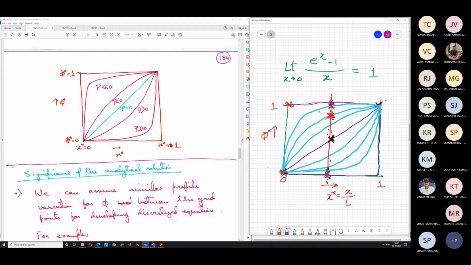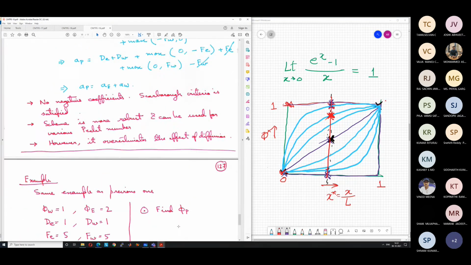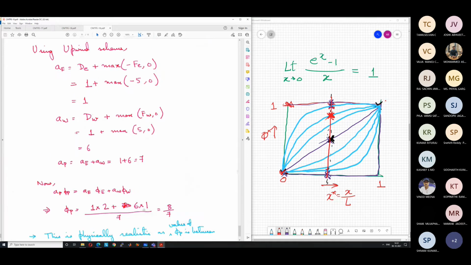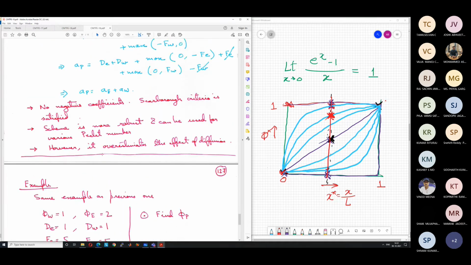However, there is a problem. The diffusion we had still assumed to be a linear interpolation, but remember that these values include the diffusion effect also. So these are not only for the flow. The solution that we have obtained includes both the effect of diffusion and flow. So that's why I had written here that, however, the upwind scheme overestimates the effect of diffusion.